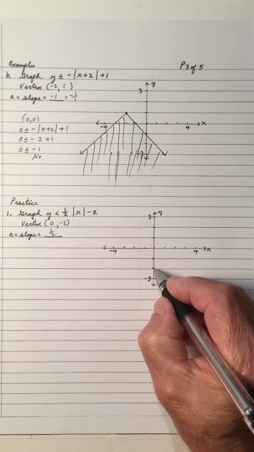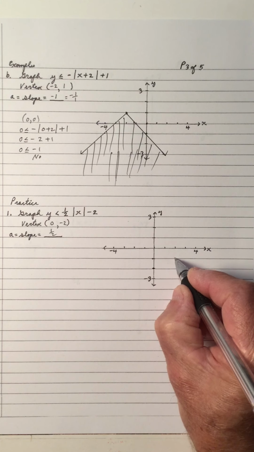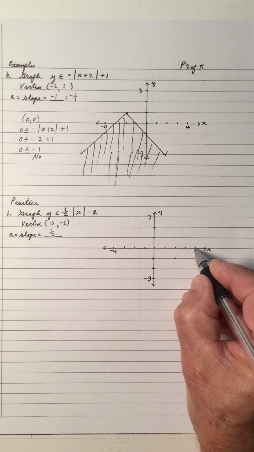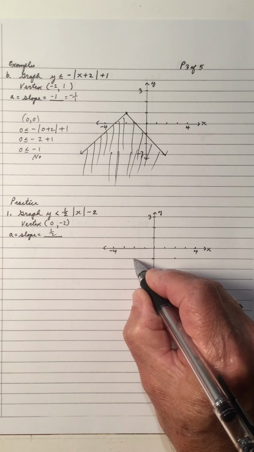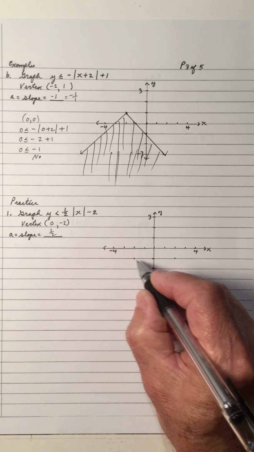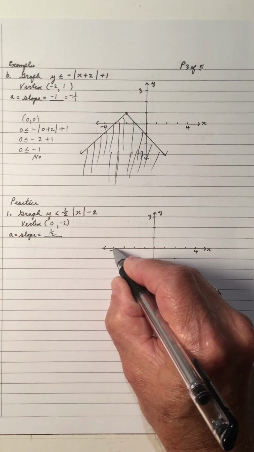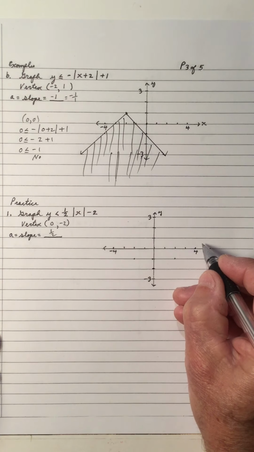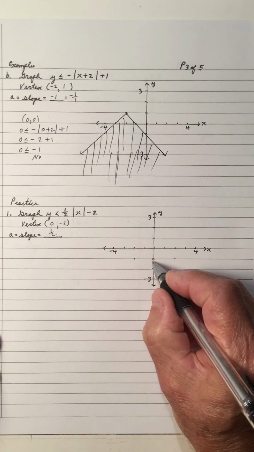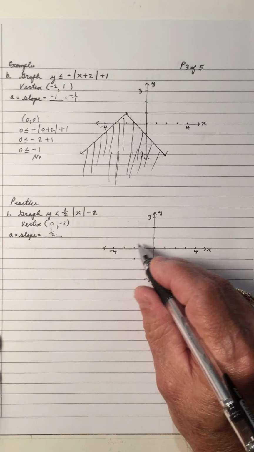So that's rise 1, run 2. You rise 1 and you run 2. And we go the other way. You rise 1 and you go left 2. You rise 1 from here and you go left 2. And notice this is the positive slope because it's up to the right. And this is the negative slope. It's up to the left.